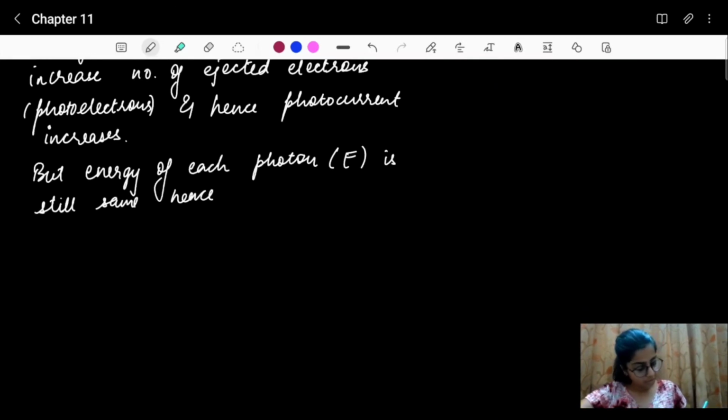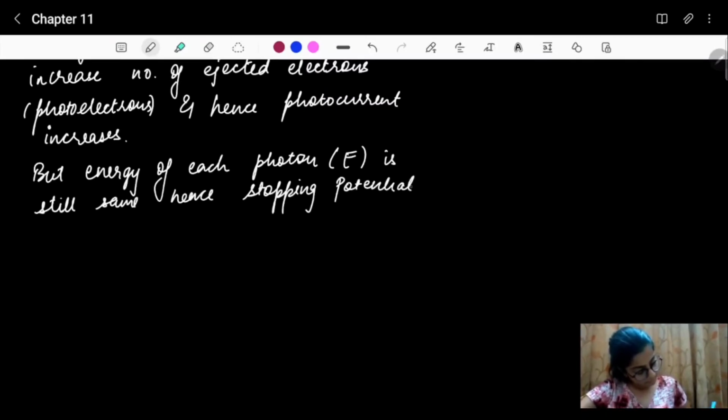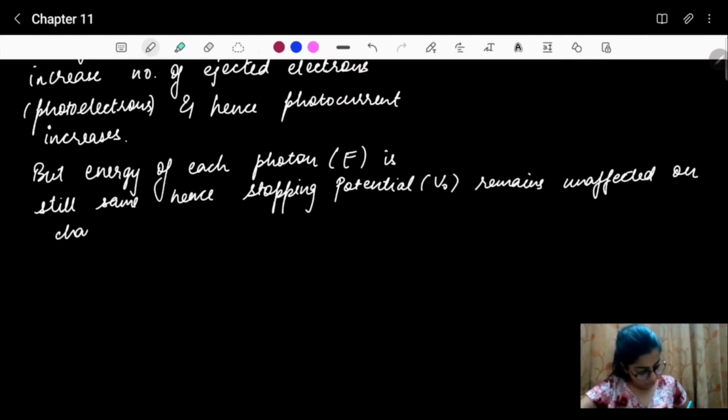So, the energy of each photon is still the same. Hence, stopping potential V0 remains unaffected on changing the intensity of light.